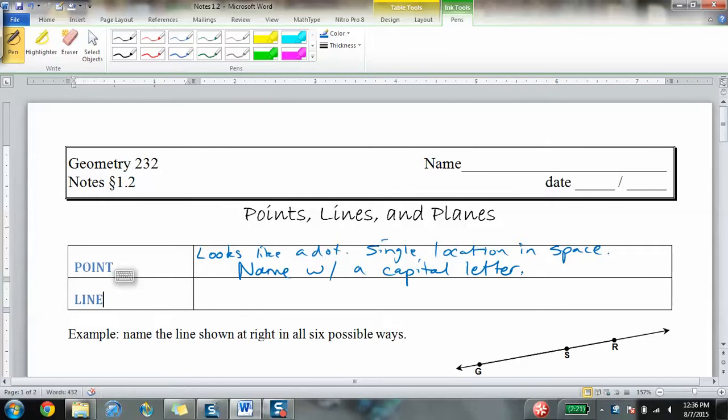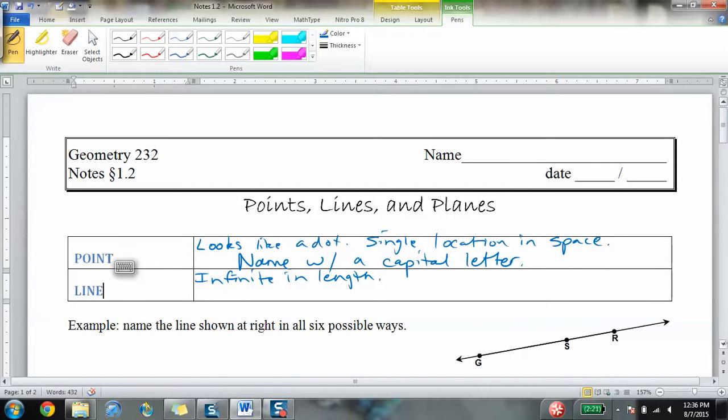So a line is also pretty intuitive. We all know what a line is. The formal definition is that it is infinite in length. It's never ending. It goes on forever and ever in two directions. And we name it with 2 points, which we described above.